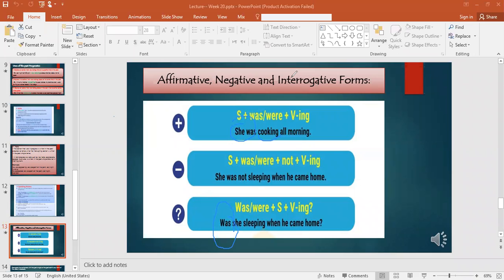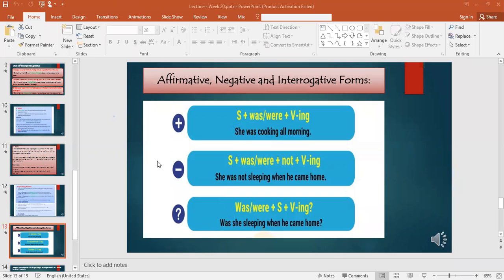So even if it's a plural subject or a singular subject, the rule stays the same. You add not for the negative form and you start your interrogative sentence with the helping verb. Are they clear? Yes. Okay, great. Let's move to the first exercise.